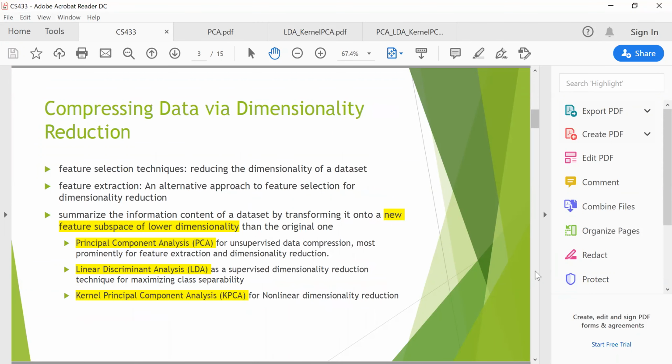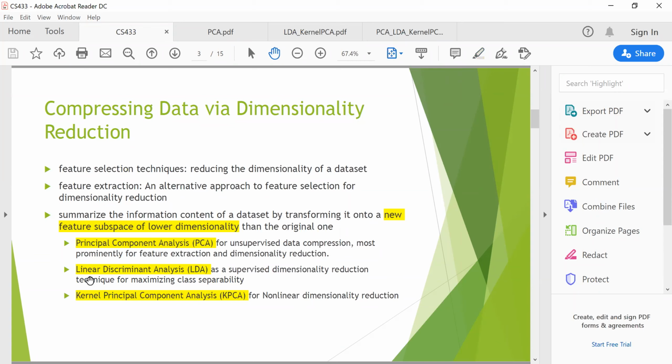And I remember we also briefly discussed the three major methods for dimension reduction and feature extraction. It's PCA. We just started the PCA, principal component analysis. And this is quite useful because it can be used for unsupervised data compression. So it's not just for dimension reduction and feature extraction. It can also be used for data compression. Later on we are going to see in detail in our example.